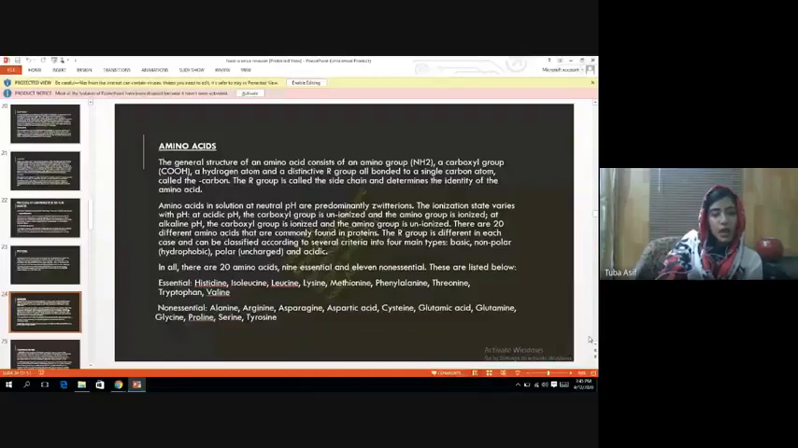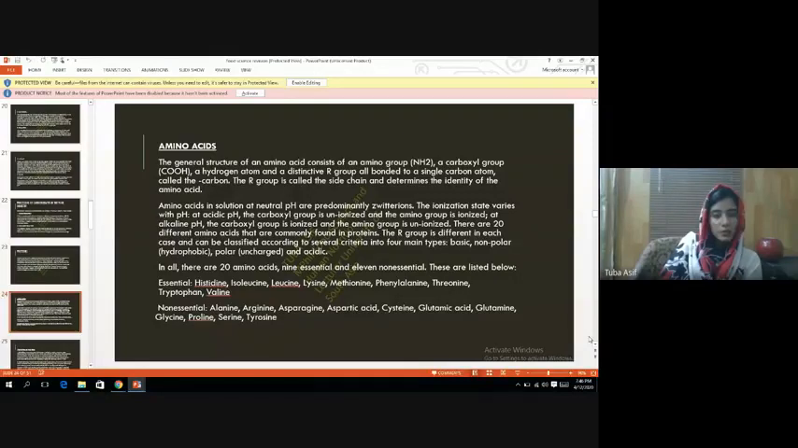Proteins are very complex nutrients that are made up of amino acids. Amino acids are the building blocks of proteins that consist of an amino group and a carboxyl group. You can say that they have both the acidic side and the basic side at the same time. Amino acids in solution at neutral pH are predominantly zwitterions.